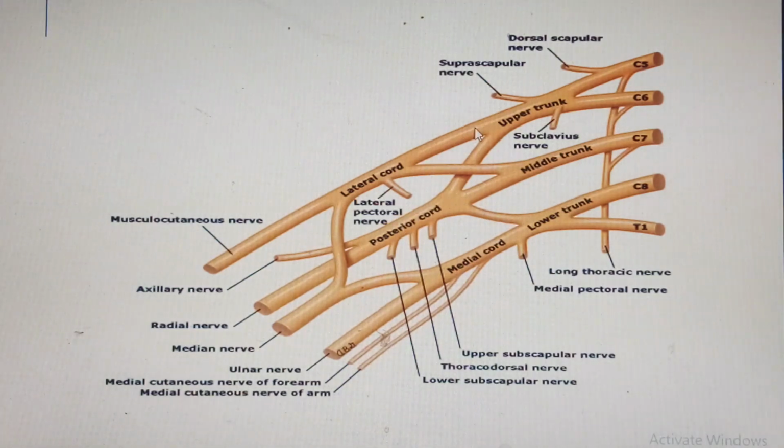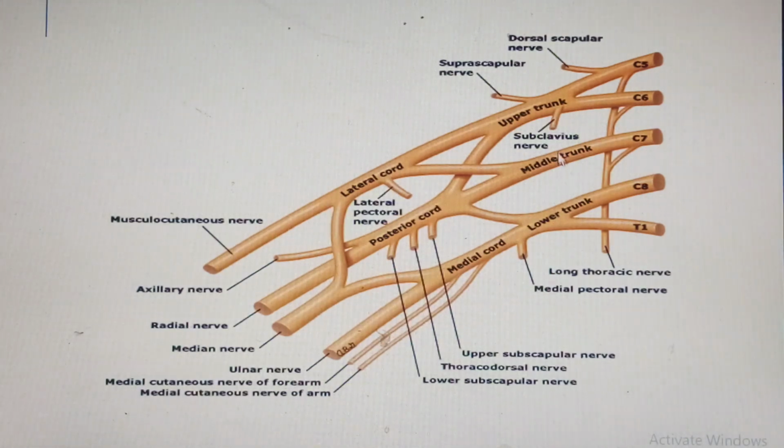So all the posterior divisions of these trunks will form what we call the posterior cord of the brachial plexus, and then the anterior divisions of the upper and middle trunks will come together to form the lateral cord. And then, of course, the anterior division of the lower trunk will stay alone to become the medial cord. Now, this nomenclature is based on their relation with the axillary artery. Please note that. And then, from the cords, we get the terminal branches, for which I've given a mnemonic.